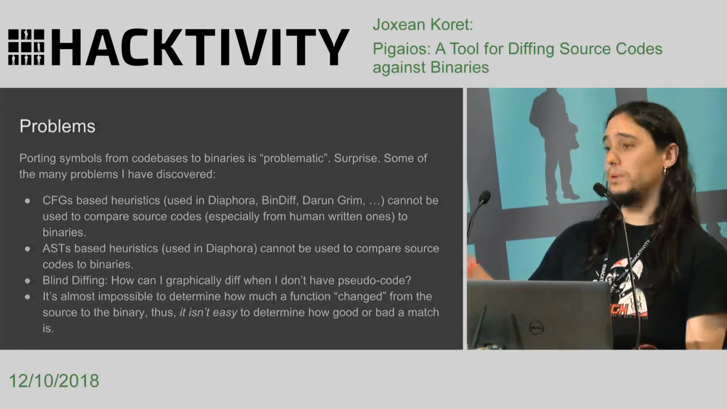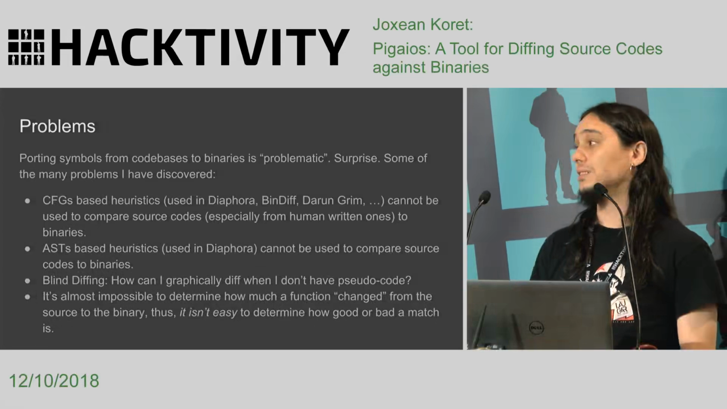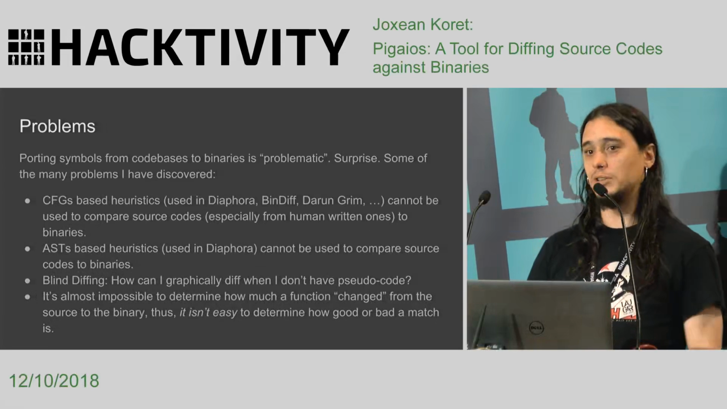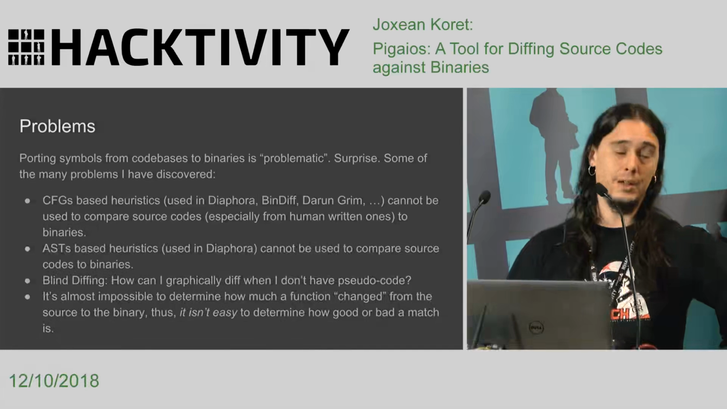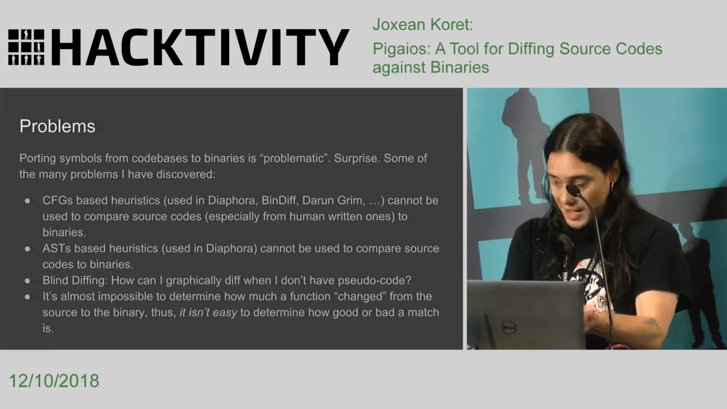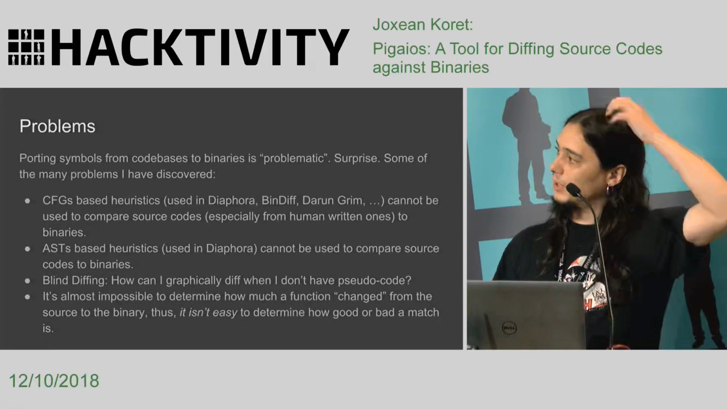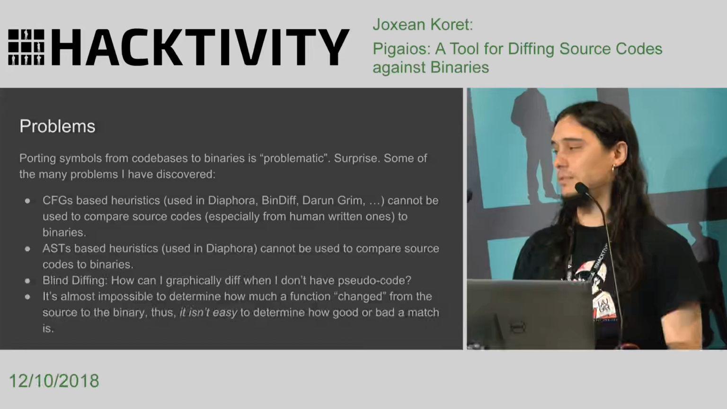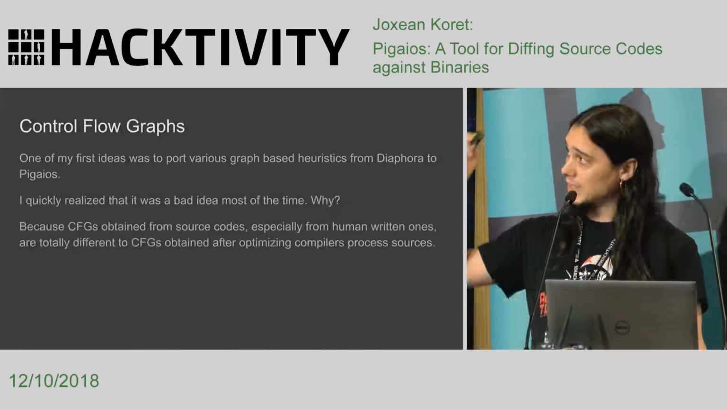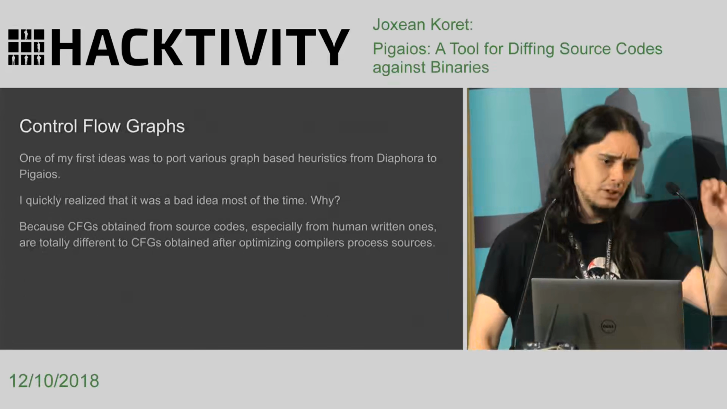Another, it is almost impossible to determine how much a function changed from the source to the binary. We cannot know, because it can be a compiler optimization or a change that they made. It's pretty hard to know. Thus, it isn't easy, as I said before, to determine how good or bad a match is. So, control flow graphs.